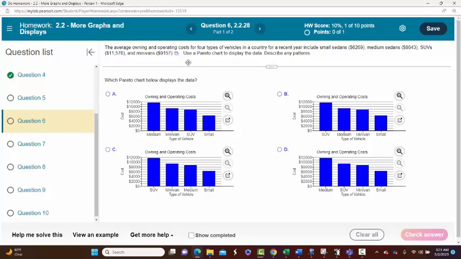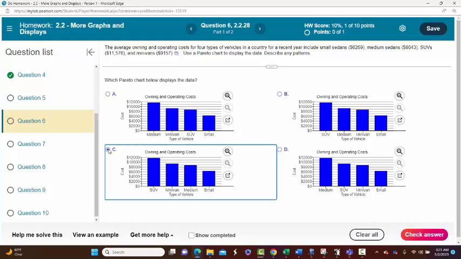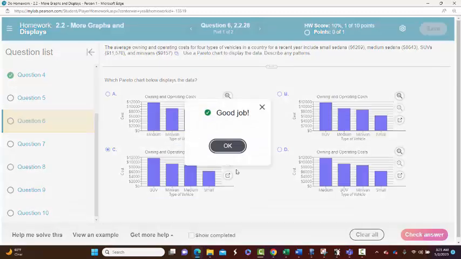What's the second largest after SUVs is minivan. 9157 is greater than both of those. So minivan's second. That has medium second. So minivan right there. And you can look at the rest of them just to make sure, but this has to be the right one because it's the only one that goes SUV, then minivan. Wonderful.